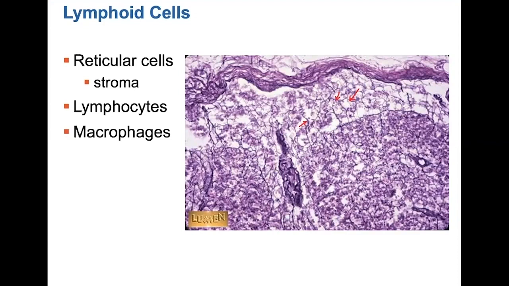Macrophages, recall, are monocytes that have left the blood vessels. They are phagocytic cells. And dendritic cells, which are also a phagocytic cell. They arise from monoblasts, as do the macrophages.